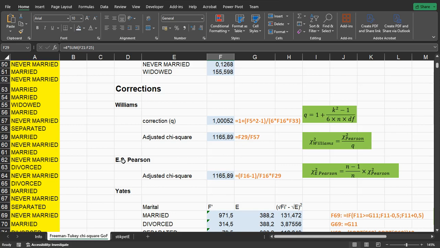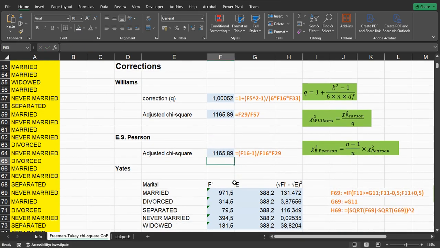There's also an E.S. Pearson correction. So what that does is simply multiply the original chi-square value with the sample size minus 1 divided by the sample size. Last but not least, there is a Yates continuity correction, which should actually only be applied if you only have 2 categories.